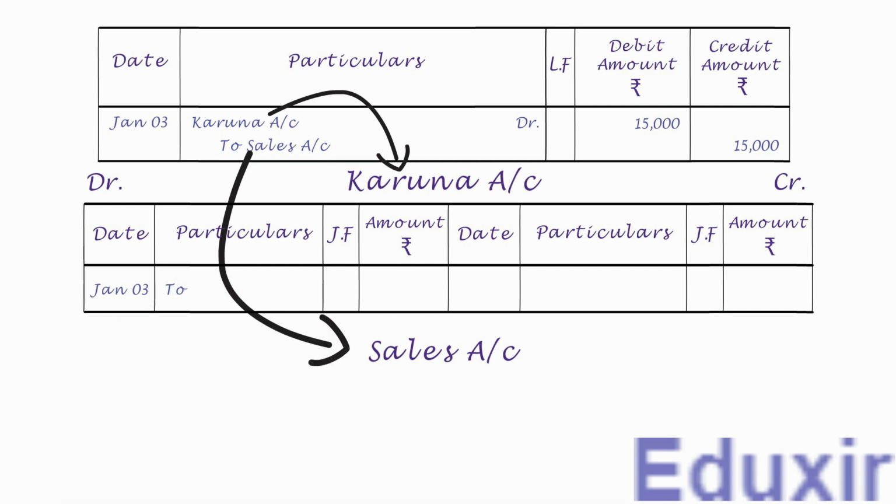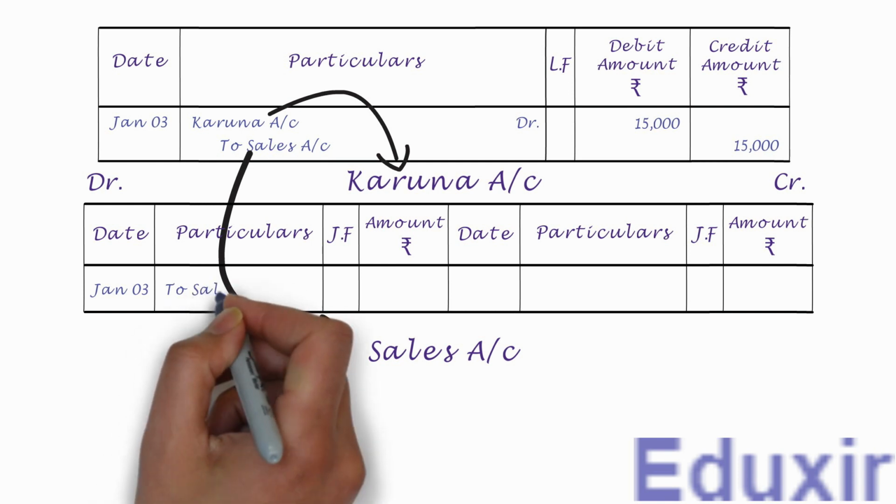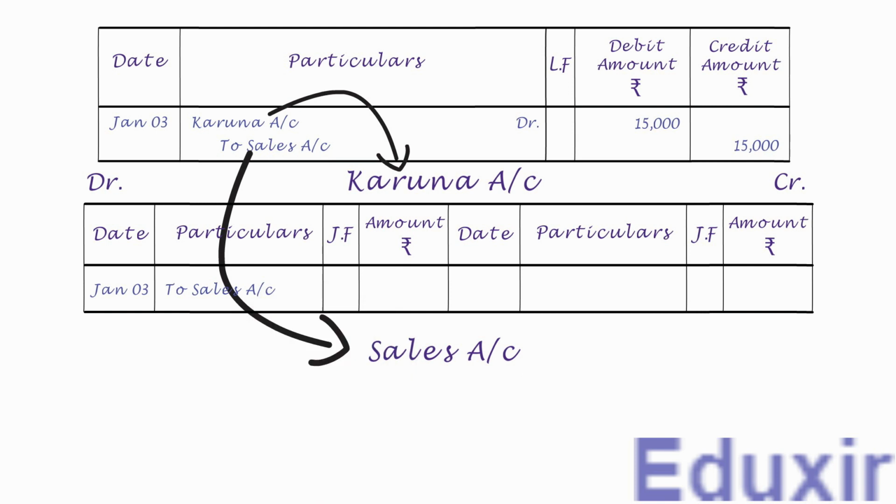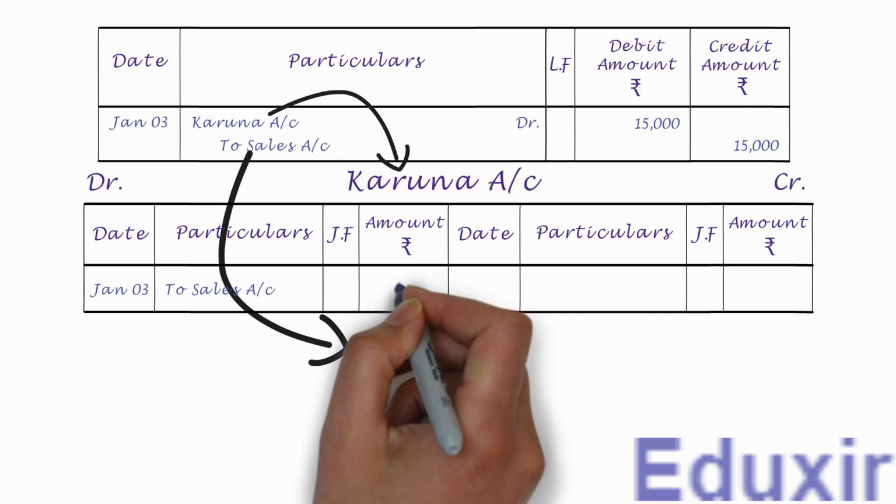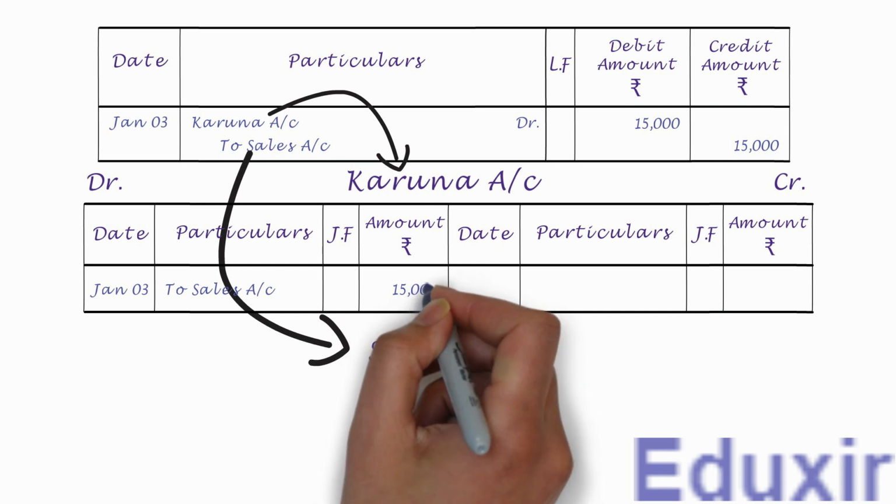Now comes a bit confusing part for the beginners. If you have just started learning posting, pay close attention here. After writing To, we need to write sales, signifying that the Karuna account is debited due to sales done. Also, in the future, when someone is auditing or referring to this ledger account, they can get an idea about why Karuna account is debited. By seeing the particulars, they can understand that this Karuna account is debited because of the sales done by the business. Let us now write the debit amount of 15,000 rupees into the debit amount column.